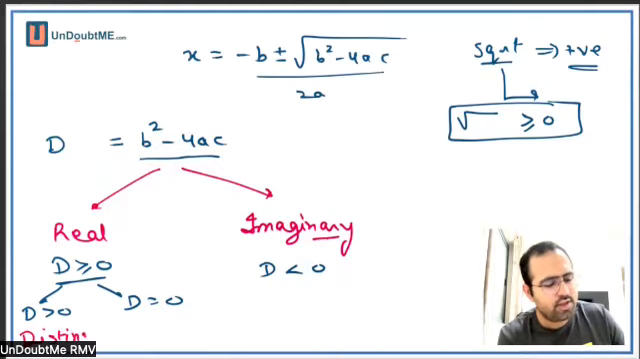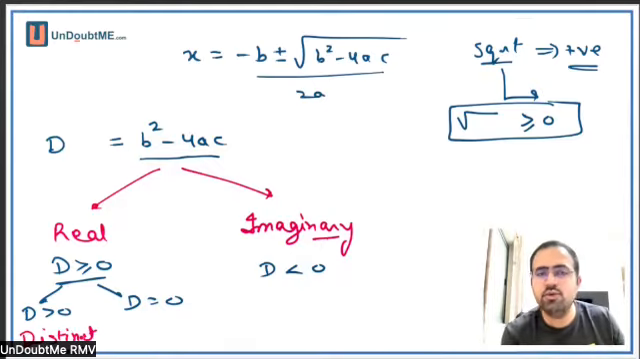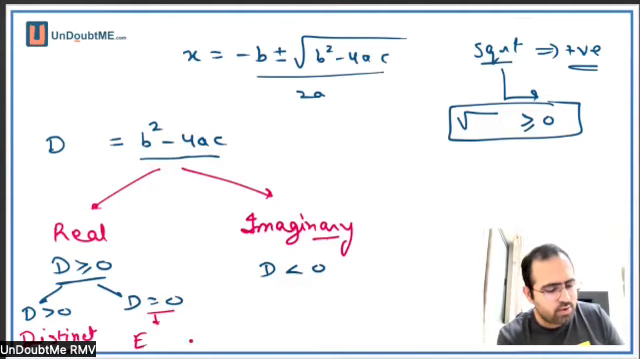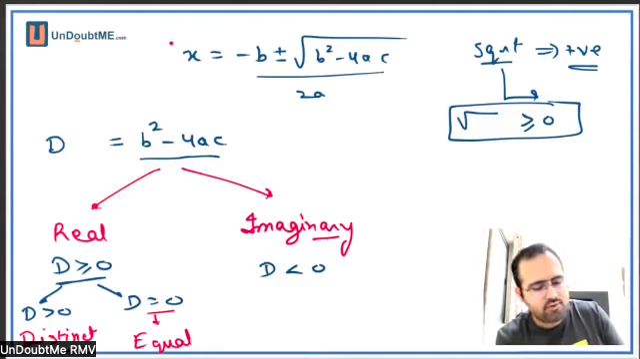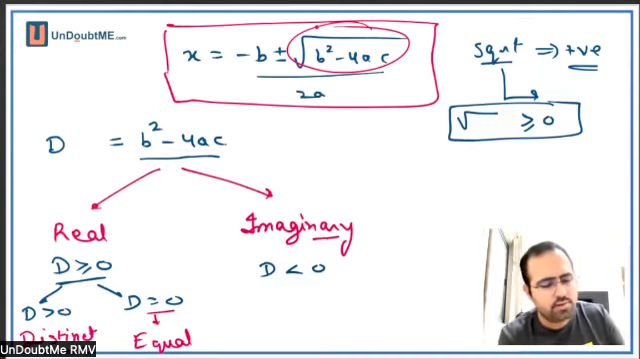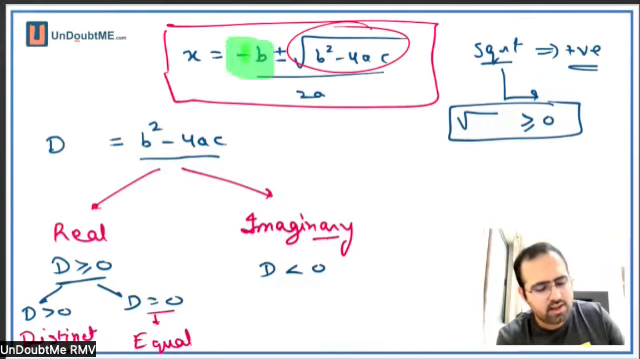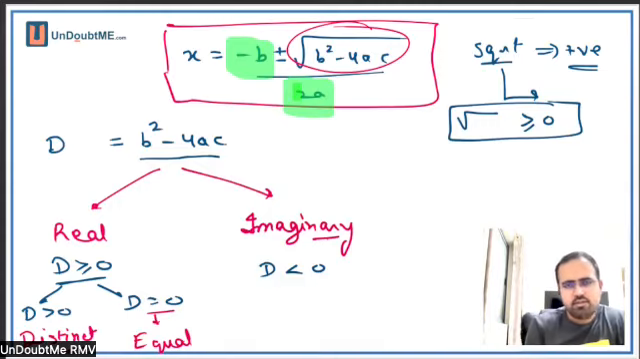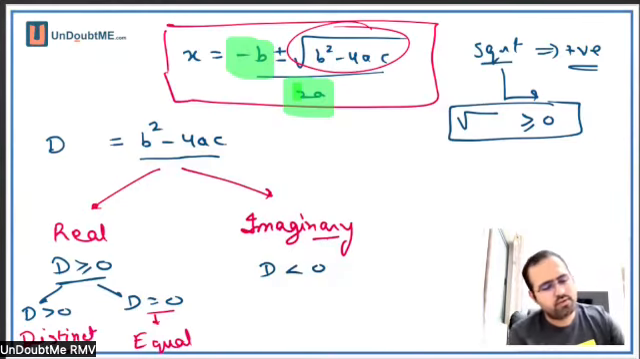Like we saw in that example, there were two values of x which we were getting. So that is called distinct, meaning two different values. And D is equal to 0 is the condition of equal roots. Now, what is the meaning of equal roots? If you look at that formula, if your whole square root term is 0, you'll be left with only minus b upon 2a. Now there will be only one value of x. So in that case, we write that value of x as two repeated roots.